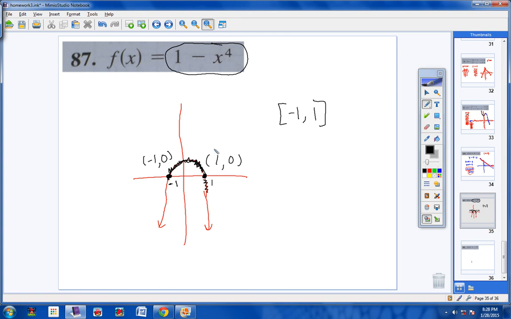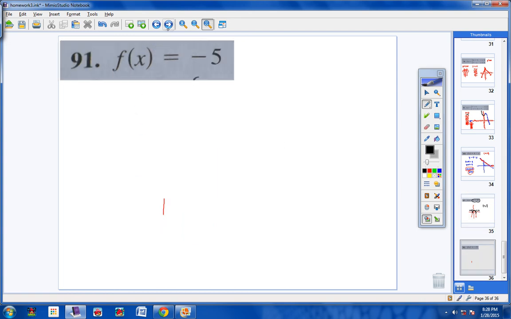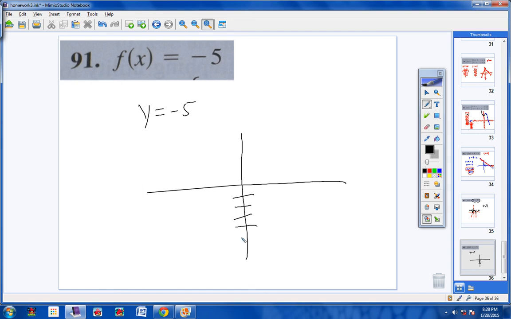Number 91. Okay, number 91 I think is just a flat graph. So pretty simple, to be honest with you. Look at this. Y equals -5. So we're going to draw a horizontal line through -5. 1, 2, 3, 4, 5. I'll do it in green here. So here's my horizontal line going through -5 like this. There it is. Isn't that easy?